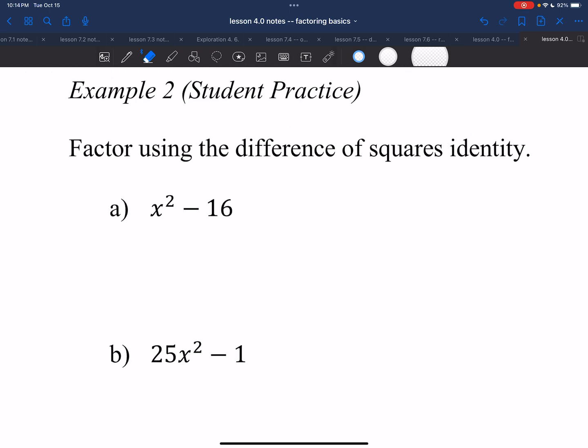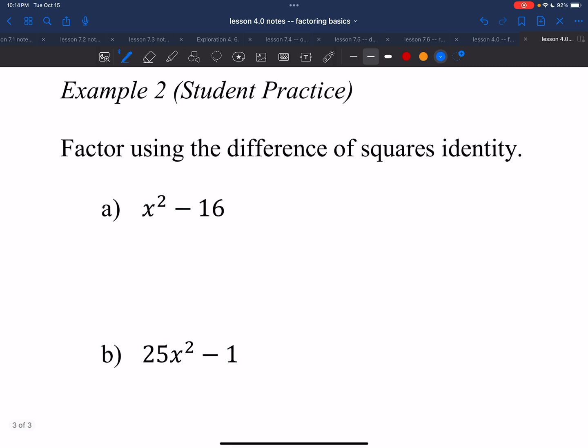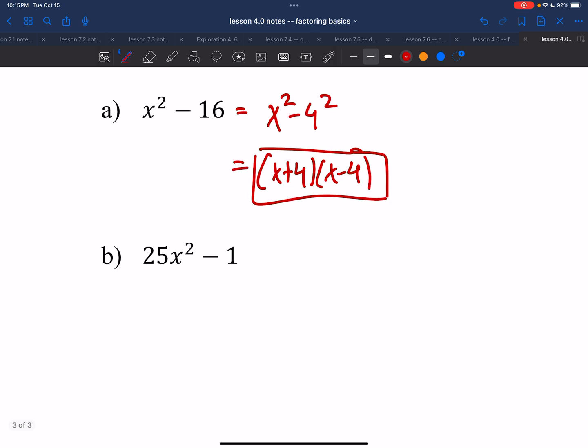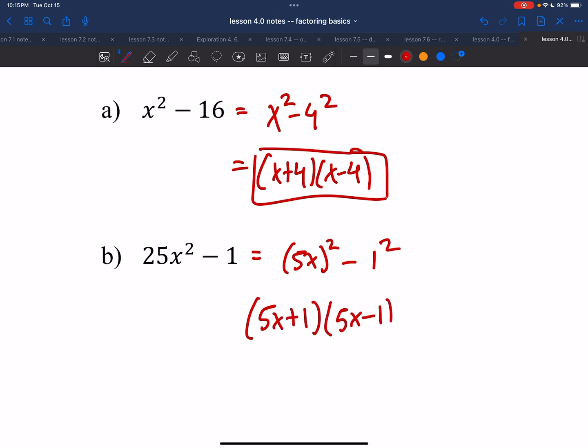Another couple examples. So student practice, if you'd like to really try this one, pause and give these 2 a go. Here are the answers. x squared minus 16 is like saying x squared minus 4 squared, which means its factors are x plus 4 and x minus 4. And you're done. And then the other one, 25x squared minus 1 is like saying quantity 5x squared minus 1 squared. And so this factors as 5x plus 1 and 5x minus 1. And so that's your difference of squares there. Okay.